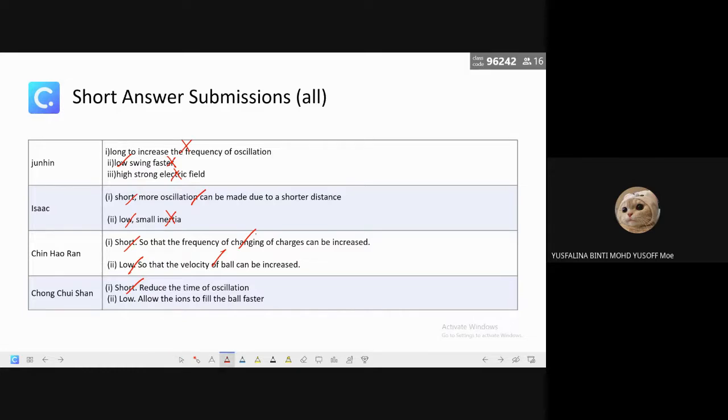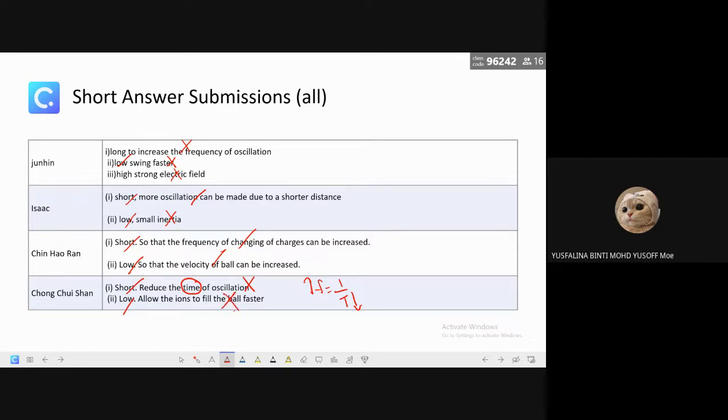Okay. Reduce the time of oscillation. Reduce the time of oscillation. Time of oscillation, f is equal to time or period. Okay, f is equal to 1 over T, right? So period, okay, but this one you cannot use the word time. It should be period.